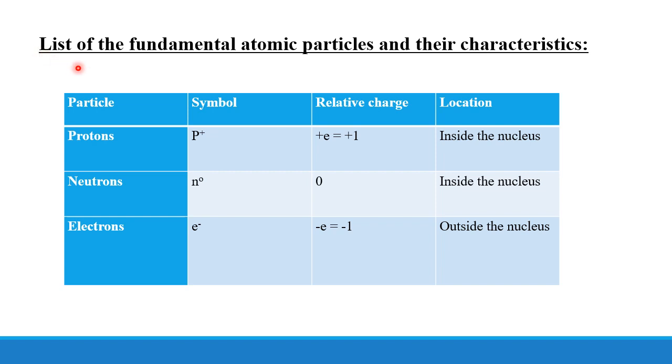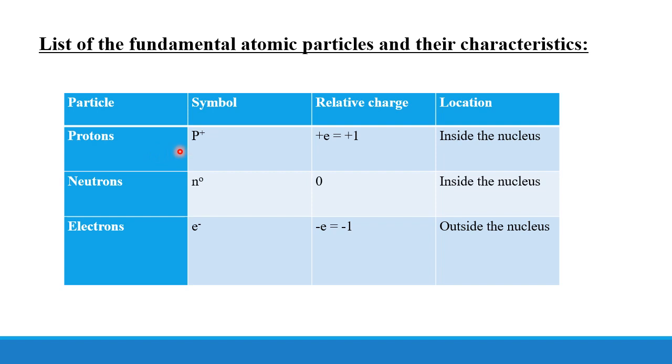Here there is a list of the fundamental atomic particles and their characteristics. The fundamental atomic particles are protons, neutrons, electrons. Protons and neutrons are found inside the nucleus, whereas electrons are found in the electron cloud outside the nucleus. Protons are positively charged particles, neutrons are uncharged particles, and electrons are negatively charged particles.